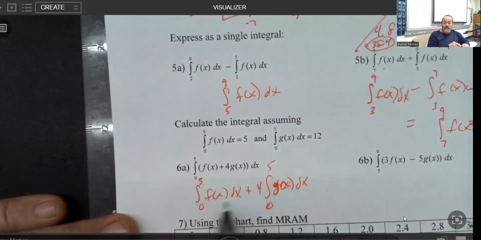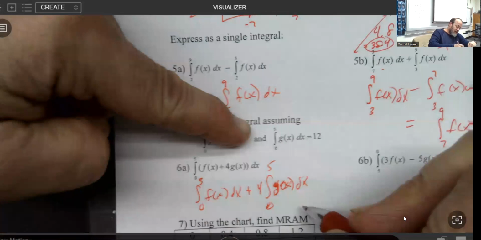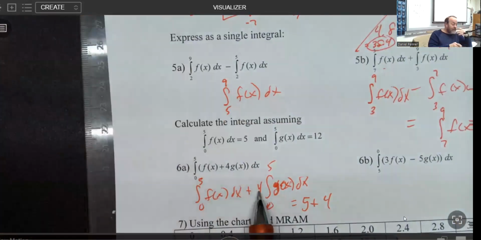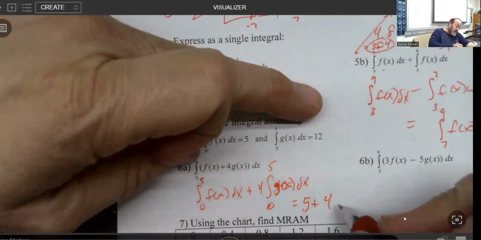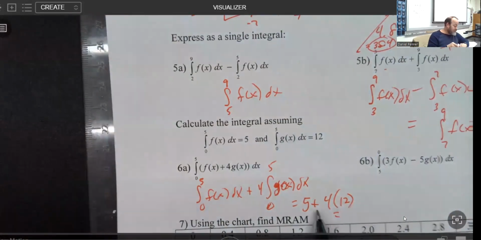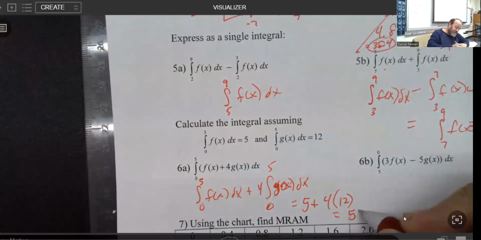But we already know that the integral from 0 to 5 is, well, it's 5. It says so right here. So I got that portion. Plus, keep in mind that's just a constant, that 4. So I'm ignoring it for a minute. But it's being multiplied by the answer of g, which we already know to be 12. So I think that's a pretty straightforward little guy. Then we got 5 plus 48, which is a total of 53.